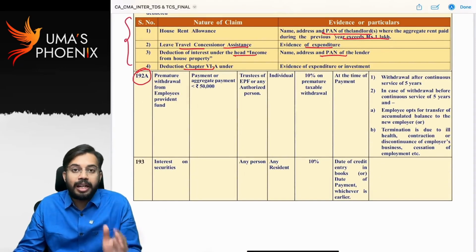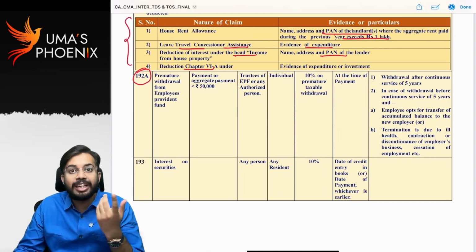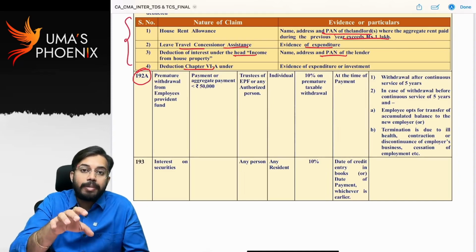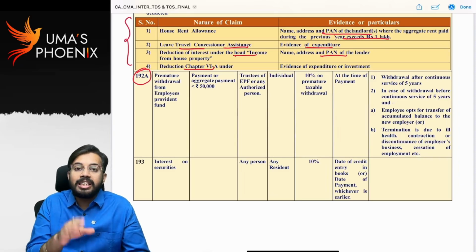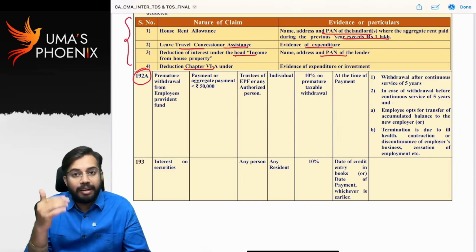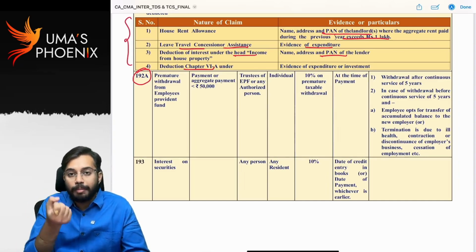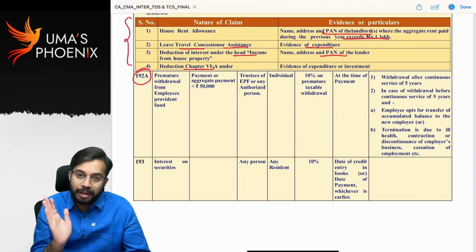This concept we have studied under the head income from salaries. So whenever you withdraw an amount from a recognized provident fund after completion of 5 years, it is not taxable. If withdrawal from a recognized provident fund is not taxable, there is no point, correct? So whenever income is exempt, in such case TDS is not required to be deducted. So after completion of 5 years of service, if you are withdrawing an amount from a recognized provident fund, it is not taxable, so no TDS is required to be deducted.